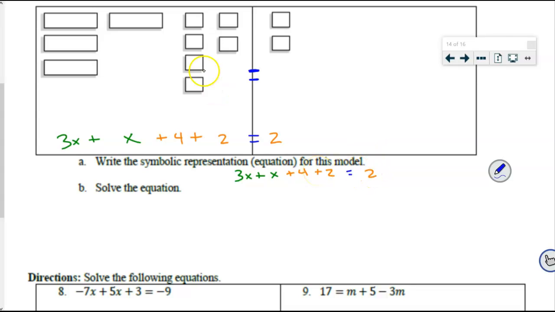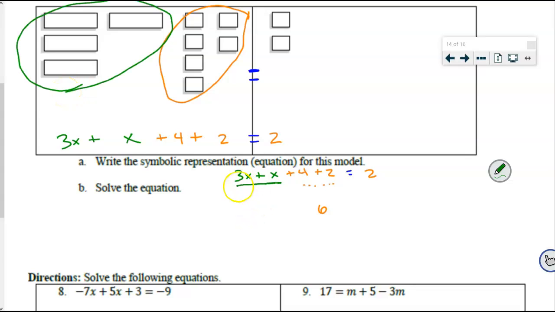But of course, this really doesn't make sense to keep these in 2 separate places. 4 tiles plus 2 tiles, all together, that's 6 tiles. So 4 plus 2 is 6. And just like it doesn't make sense to keep these in 2 different places, 3x plus another x is equal to 4x. So 4x plus 6 is equal to 2. We've now simplified that original side that was unsimplified. It's an equation, so now the simplified version is equal to 2, and we can solve it like an equation.